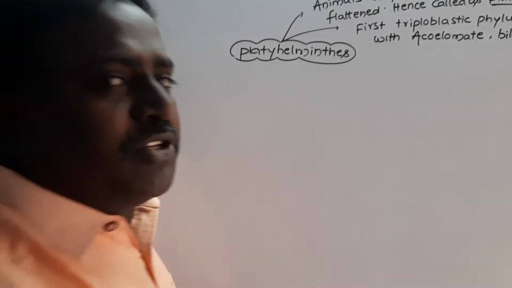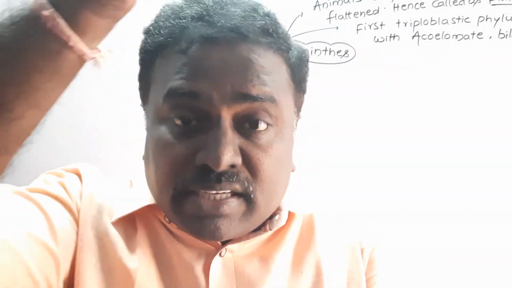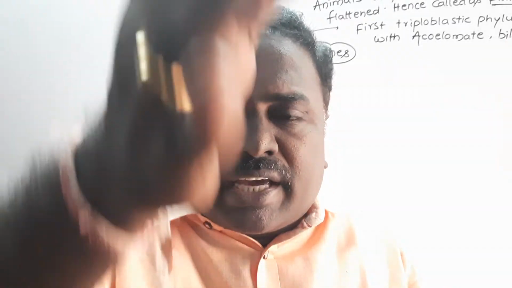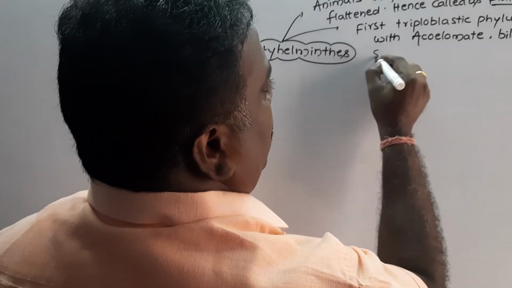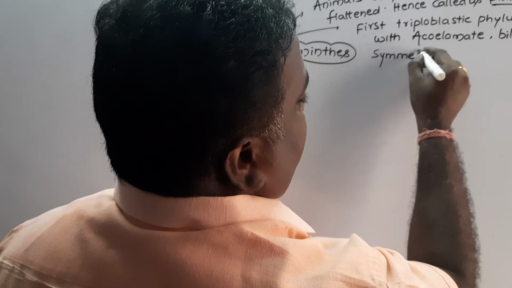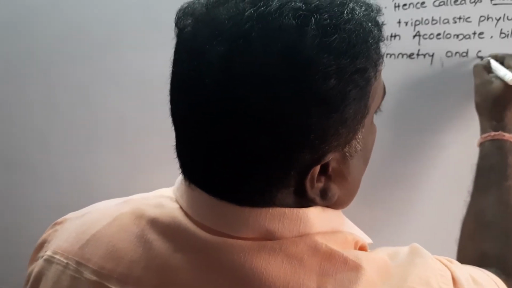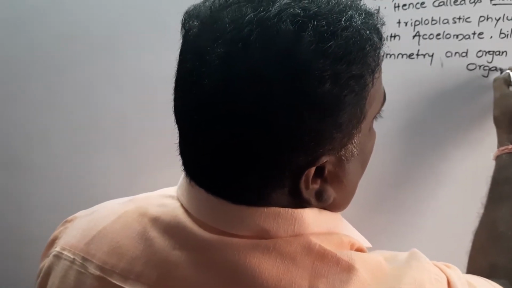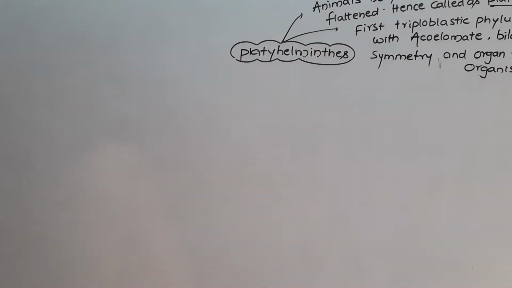With acoelomate, bilateral symmetry. What is bilateral symmetry? The animal can be cut into right and left halves by passing a median sagittal plane. By passing only one plane through the long axis of the body, we can cut the body into right and left halves. That type of symmetry is called bilateral symmetry. With bilateral symmetry and organ grade organization. Most of the Platyhelminthes show which organization? Organ grade organization. That's very important.